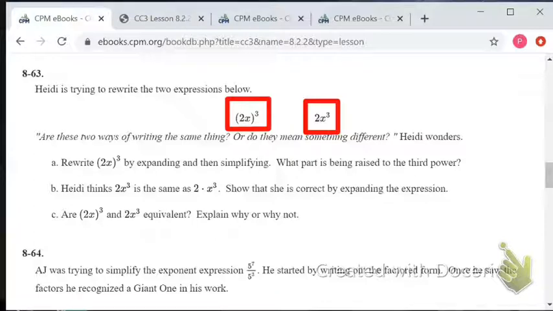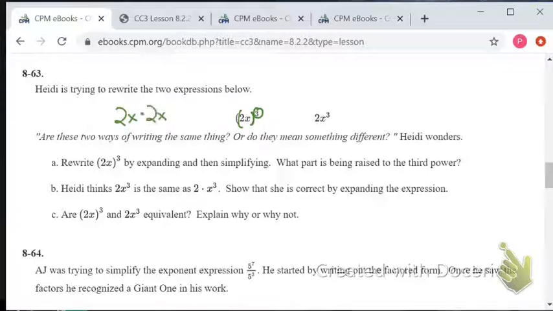Heidi is wondering that. So there's only one way to find out. Let's just expand it. This 3 tells me everything inside the parentheses is multiplying itself 3 times. So I get 2 times x times 2 times x times 2 times x. Well, how many 2's do I have? I have 3 of them, so it's 2 to the 3rd. How many x's do I have? I have 3 of them, so it's x to the 3rd. You can actually multiply 2 to the 3rd and get 8. So your final answer would be 8x to the 3rd.